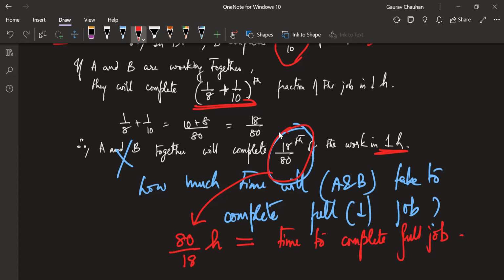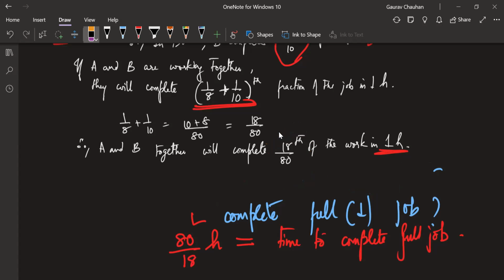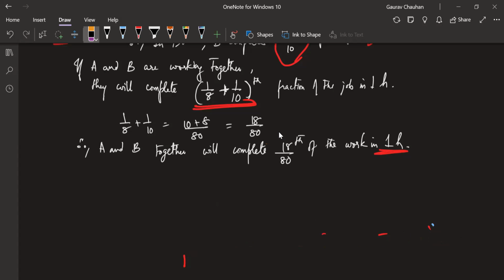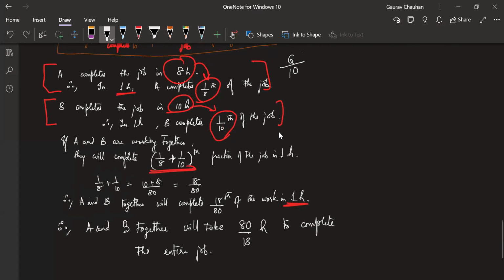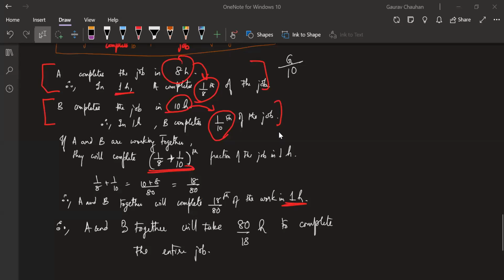That's my logic here, and I'm going to explain this a bit more with a few examples. But right now, I want us to accept this and write this down. Okay, so what we have learned so far is, full work needs to be completed, and I'm doing 18 by 80 of the work in 1 hour. Therefore, A and B together will take 80 by 18 hours to complete the entire job. Okay. Now I know many of us might be a little confused about the logic of this reciprocal, but we'll do that. I want you to take things down right now. Putting a screenshot in WhatsApp, take things down right now, and we'll see a few more examples of how this is working.